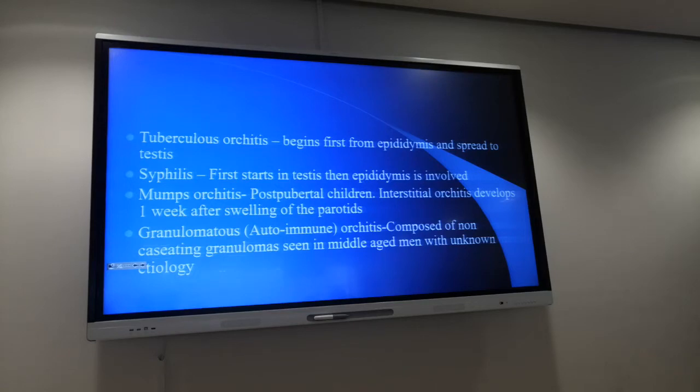But the actual fear is that it will result in destruction of the testis itself and in infertility. Now that's actually a very remote possibility. The reason for this is that in the majority of cases it's going to be unilateral. And in the majority of cases it's going to be only affecting the interstitium rather than the seminiferous tubule. So spermatogenesis will not be affected in that case.